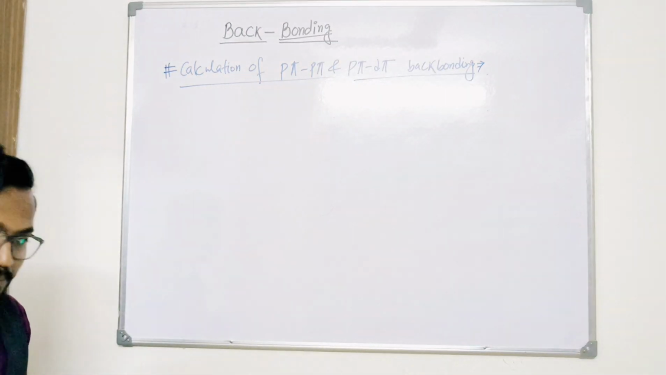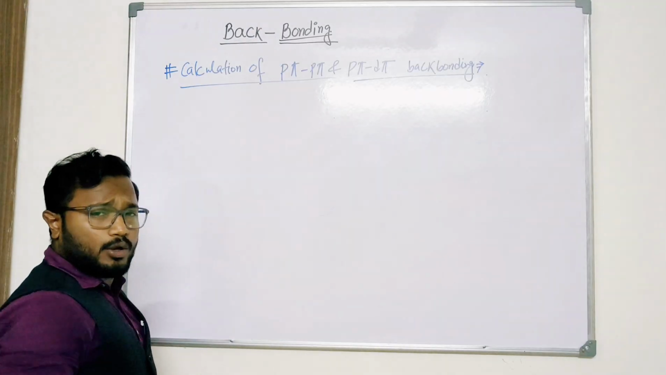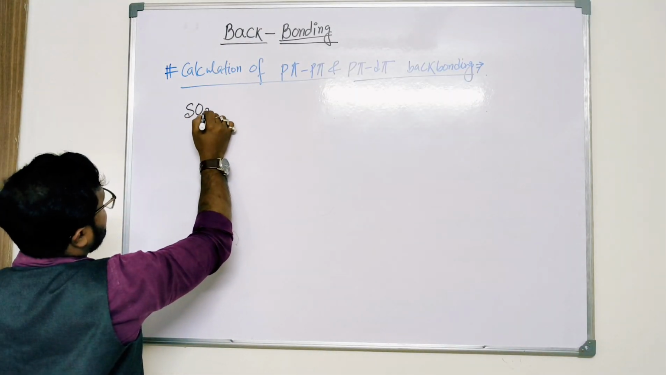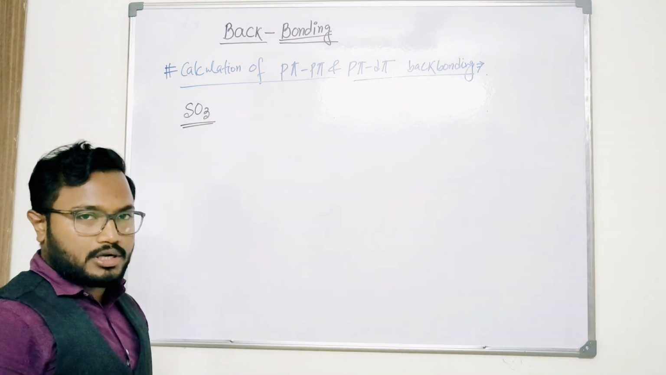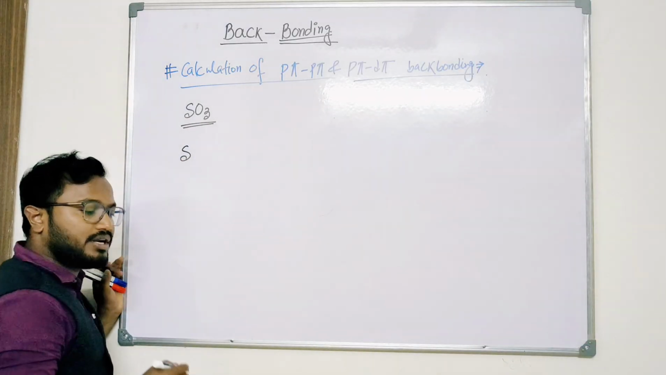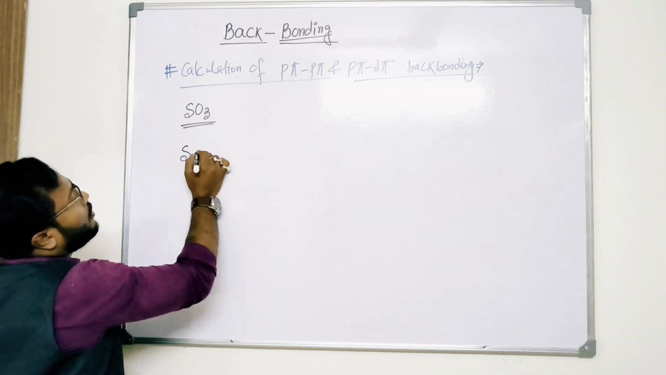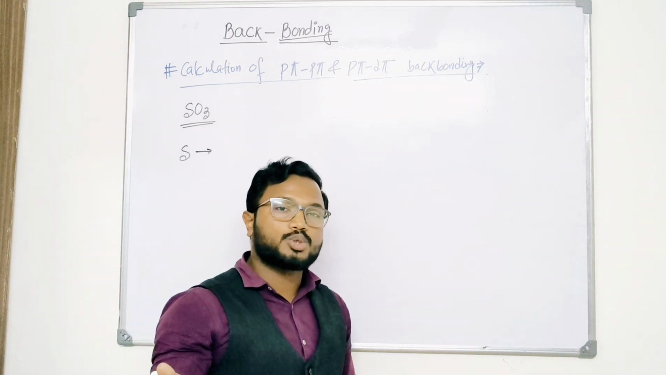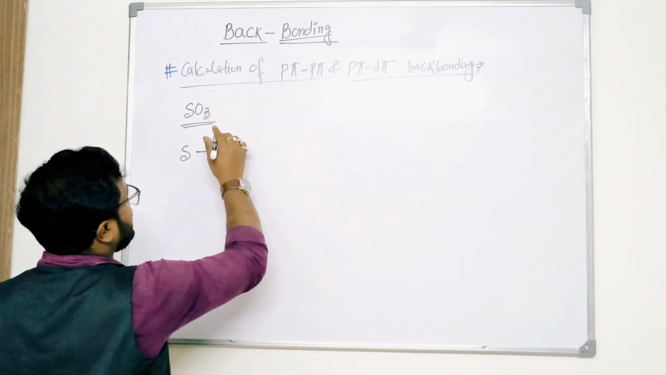How to calculate p pi-p pi and p pi-d pi? Let us consider one molecule, SO3. Generally this is a very famous example. We will discuss elaborately what is happening in this compound. See, for SO3 sulfur, what is its atomic number? Sulfur is 16. So 1s2, 2s2, 2p6, 10 done. 3s2, 12, 3p4. So the configuration is like this.